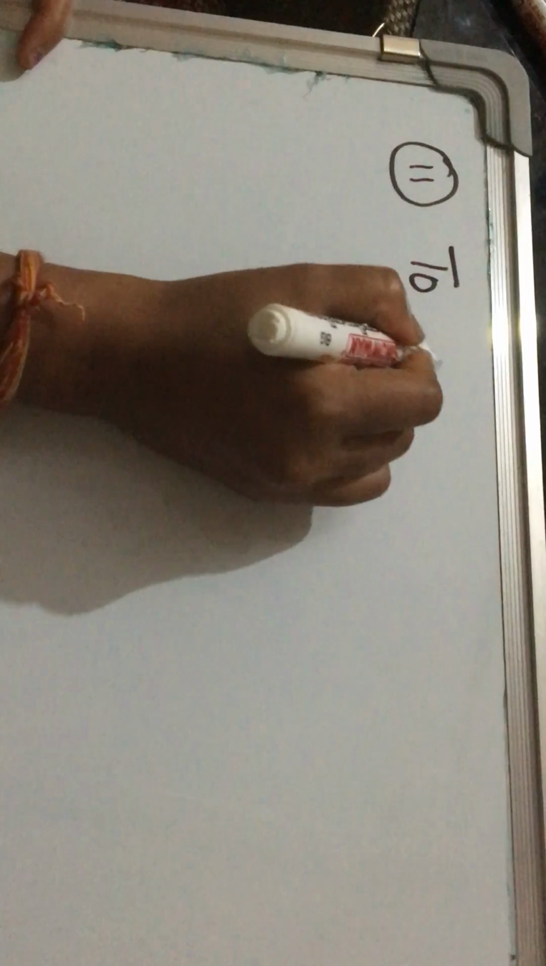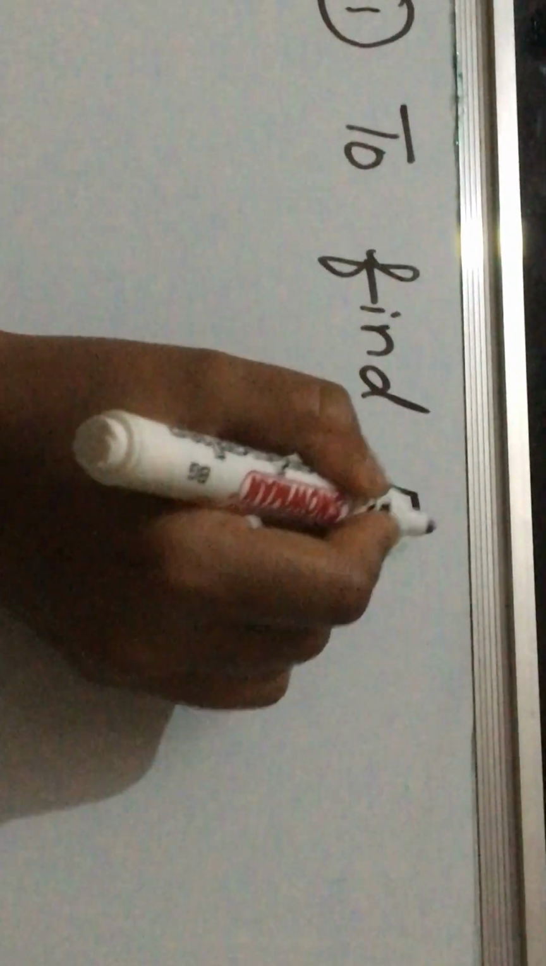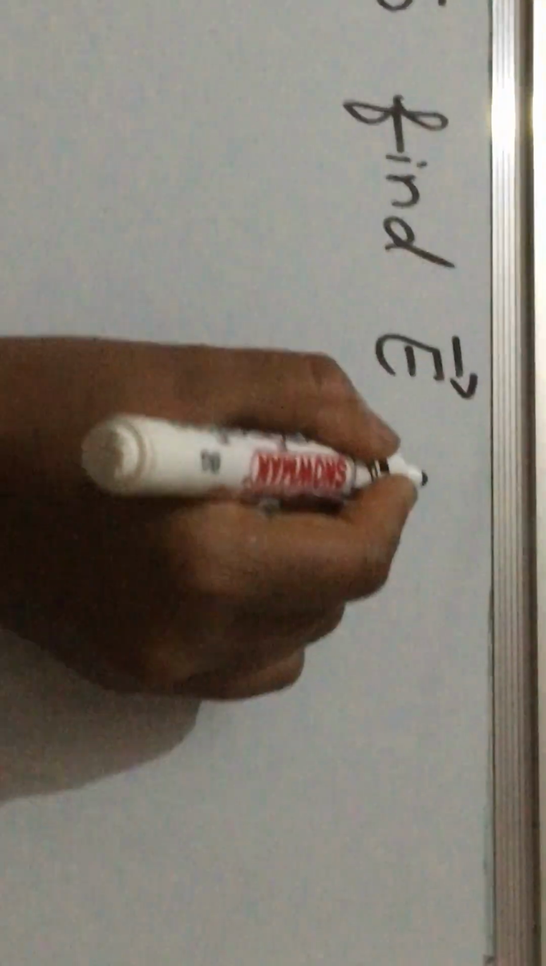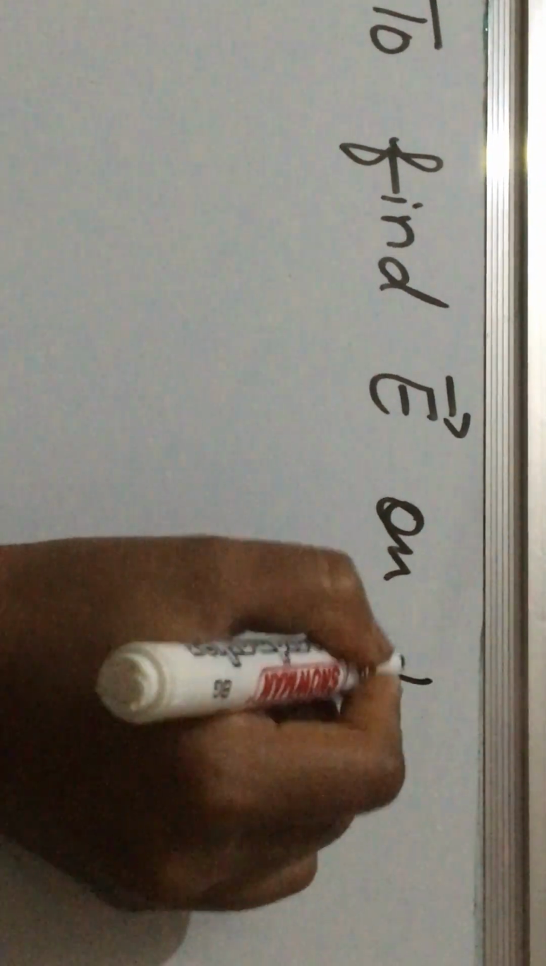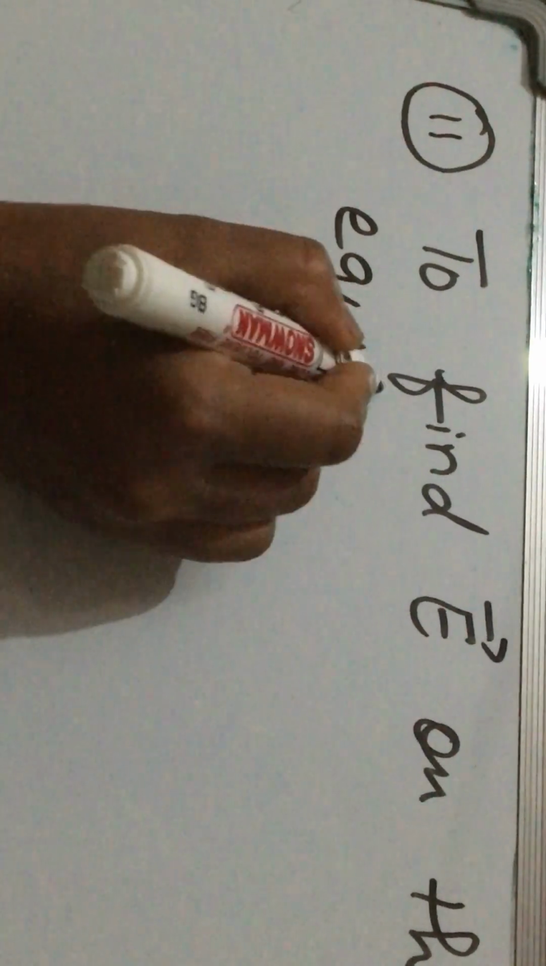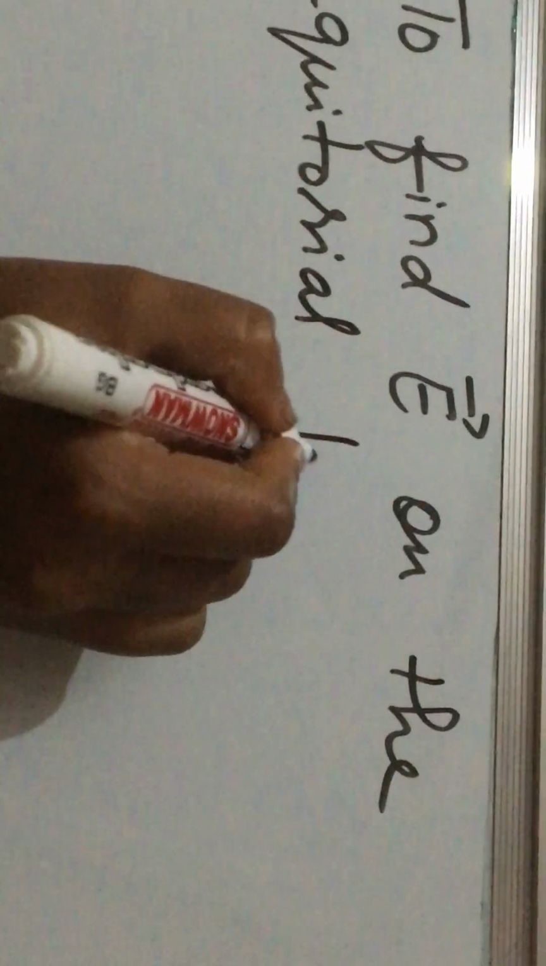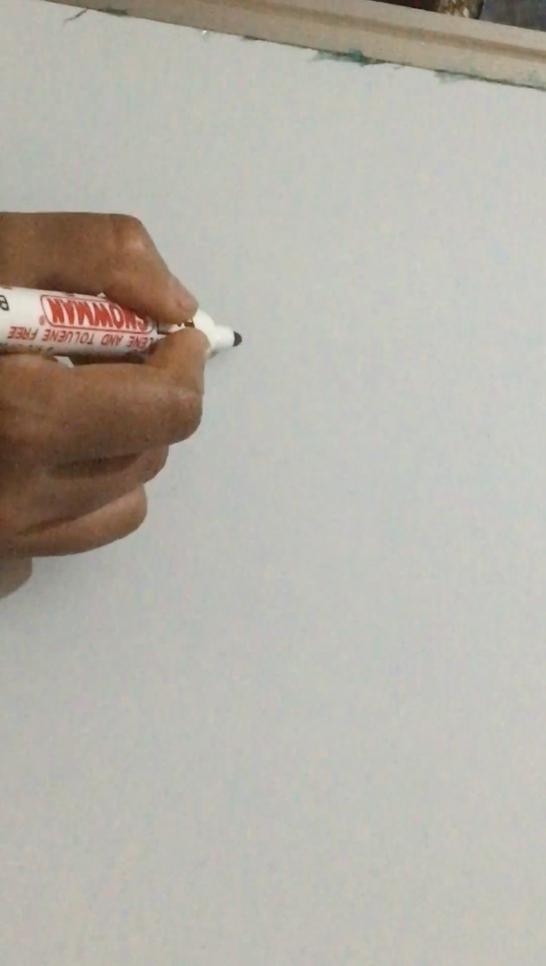Now we will be going to do another one, which is to find E due to a dipole on the equatorial line. Now first we need to understand what equatorial means. Okay, now say, I'll make a picture.